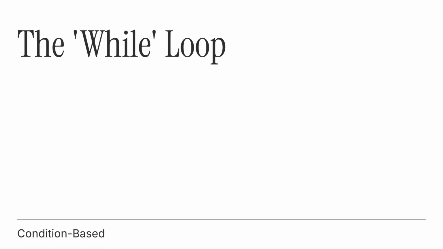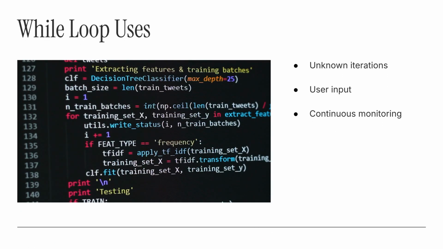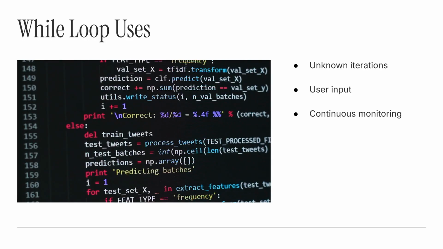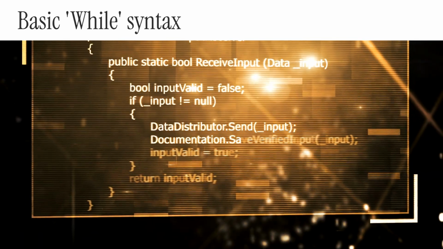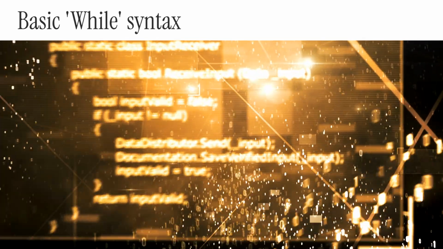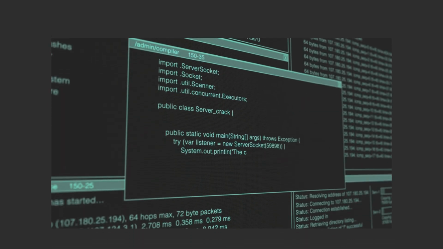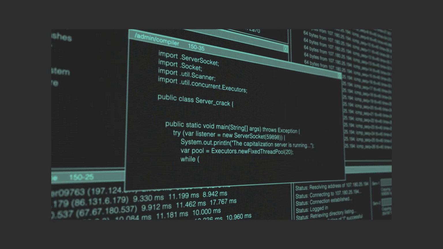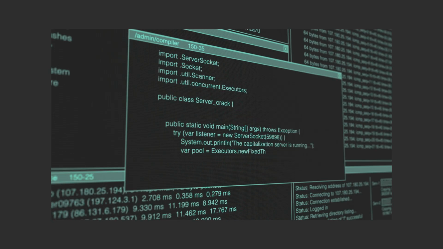Next up is the while loop, which is different because it continues to execute a block of code as long as a specified condition remains true. The while loop is best suited when the number of iterations isn't known beforehand, such as continually reading user input or monitoring a system condition. The while loop's structure is simpler, requiring only a condition. The loop will run repeatedly as long as this condition evaluates to true. Observe this while loop. It perfectly demonstrates how code can run continuously, performing tasks until a specific exit condition is met.